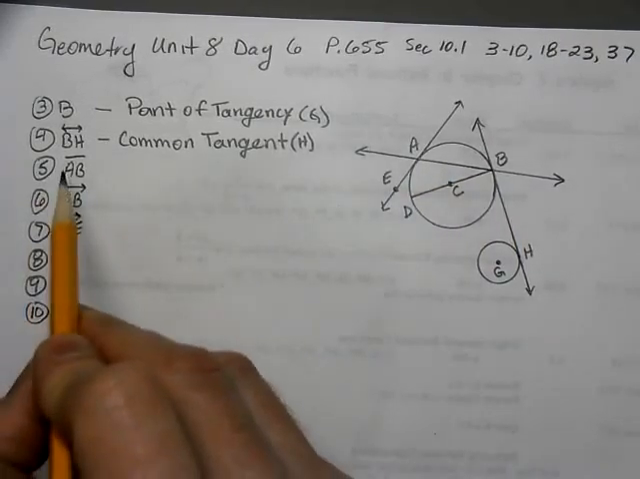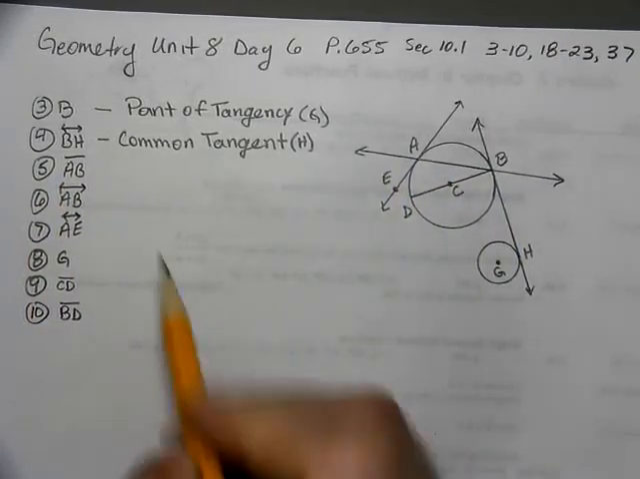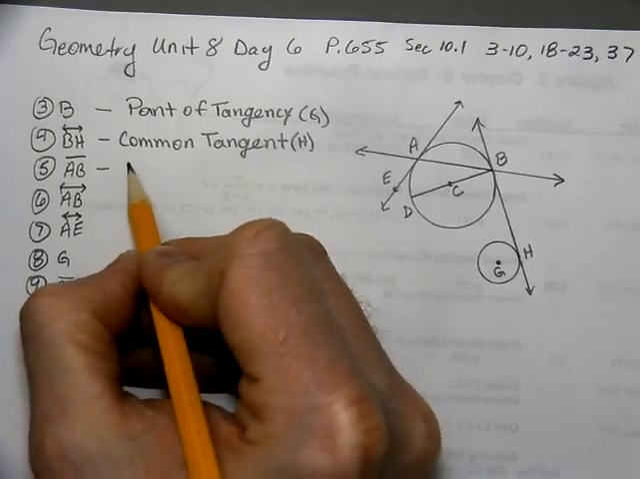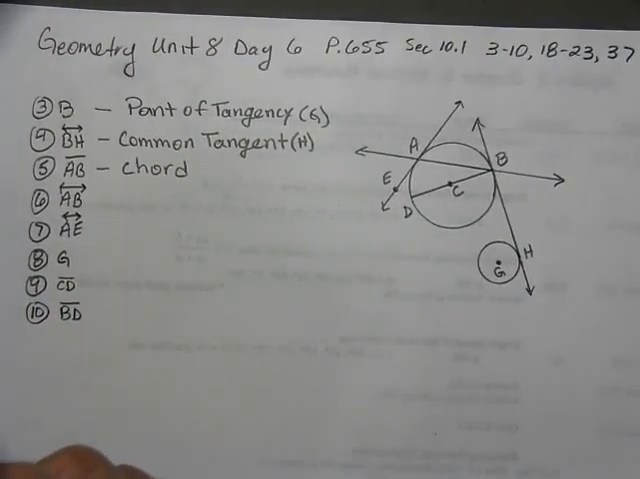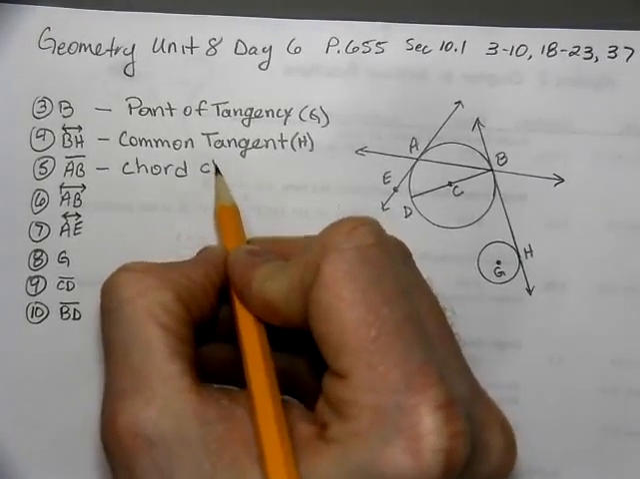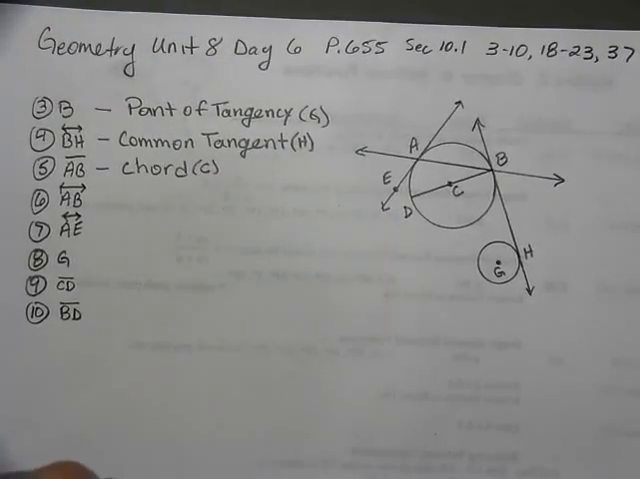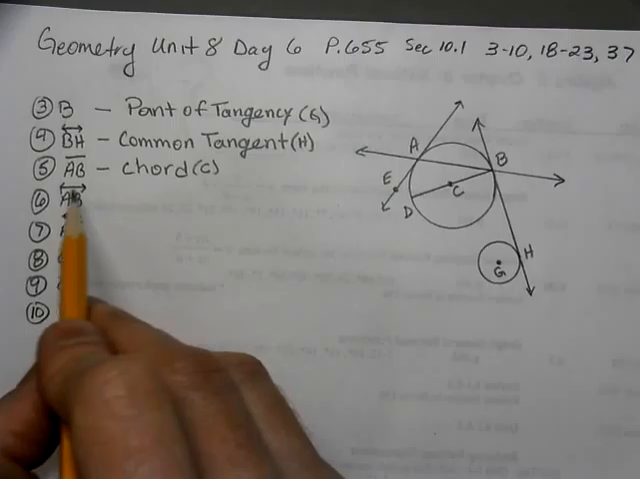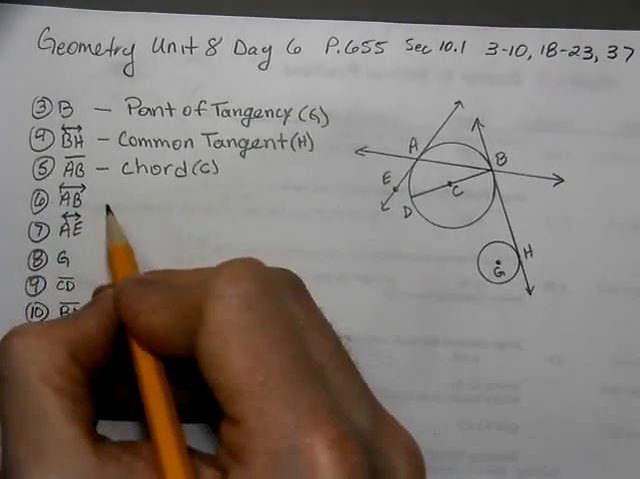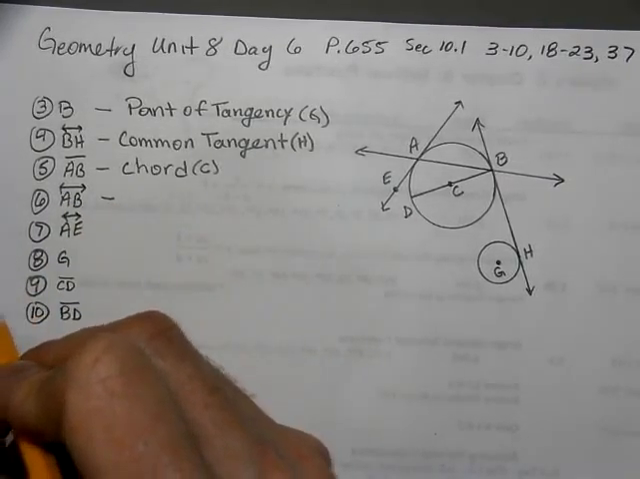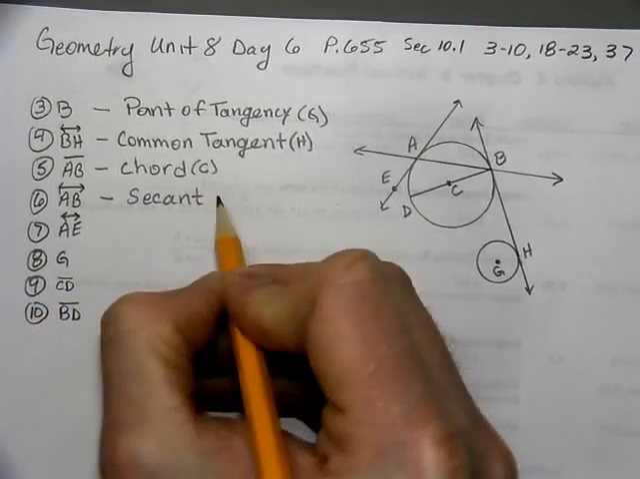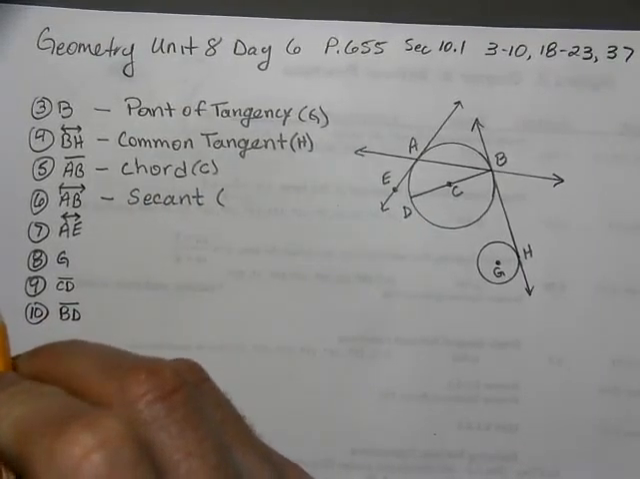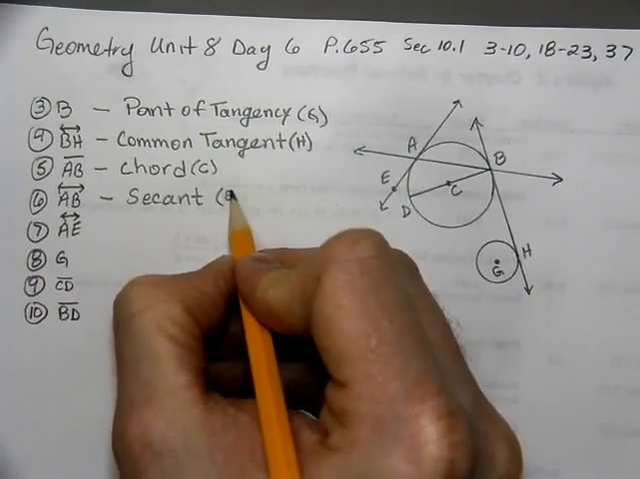AB. If we're talking about the segment AB, that would be a chord. And chord would be the multiple choice of C. AB with the arrows, that's line AB, that would be a secant. And that's multiple choice E.